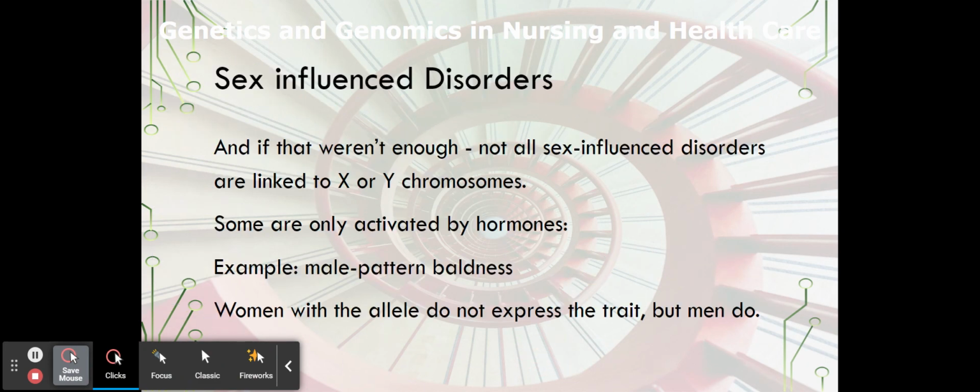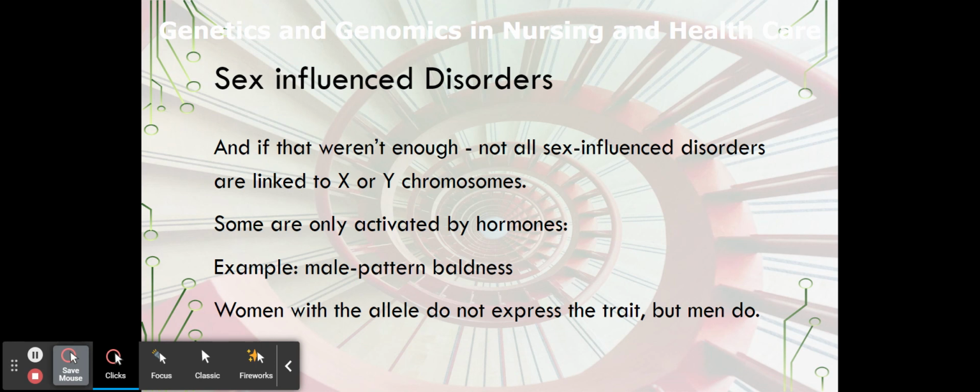But that's not the only way that are assigned sex, which is different from gender, by the way. Sex-influenced disorders can work. They're not all linked to X or Y chromosomes. Sometimes we have a gene for a trait and it's housed on another chromosome. It's housed on 11 or 15 or 22. It's activated by estrogen or testosterone. Example, male pattern baldness. It is a single gene trait. It is not on the X or the Y chromosome. It is housed somewhere else in the genome.